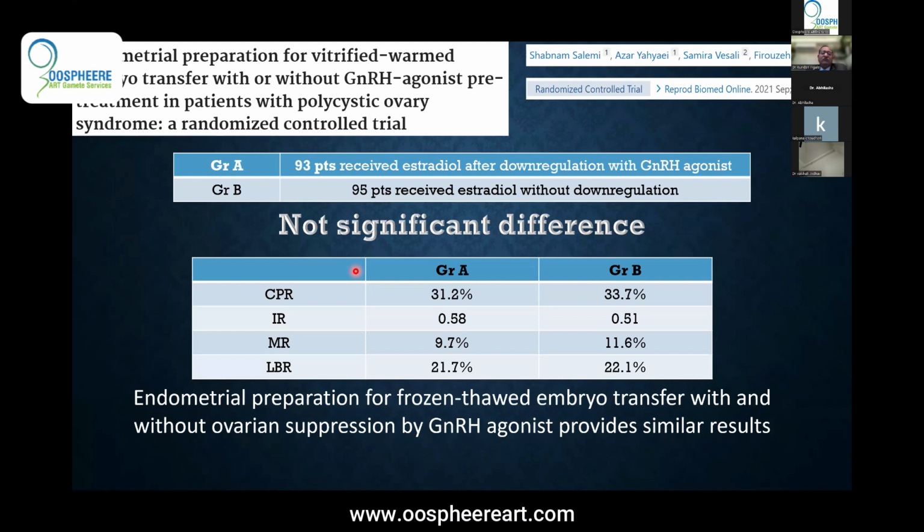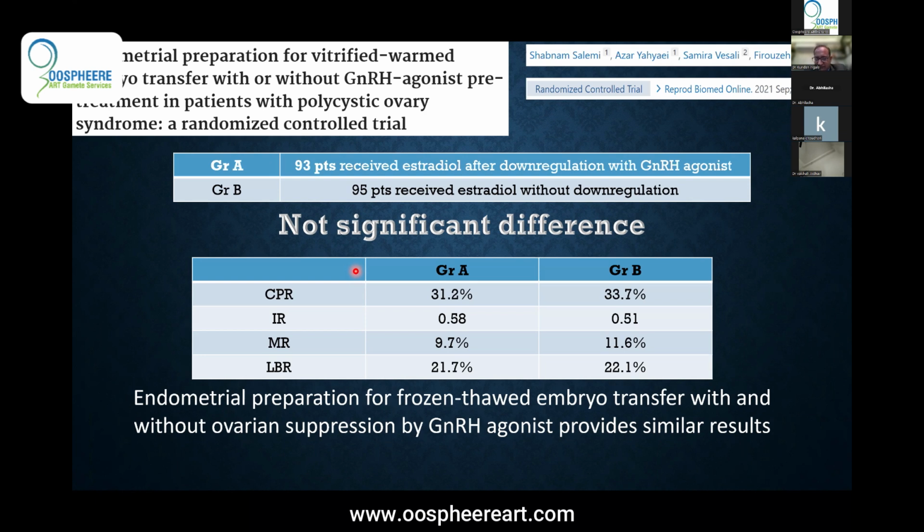Okay. Now, do we need to do this compulsorily in all PCO patients? That's the question. So this is a randomized control trial, which compared the HRT protocol given with agonist downregulation against estradiol supplementation, that is HRT without downregulation. So do we need it compulsorily in PCO patients? There was no significant difference in clinical pregnancy rate, implantation rate, miscarriage rate, live birth rate, no difference at all. So it is not compulsory that all PCO patients should be subjected to downregulated HRT during the FET cycle endometrial preparation protocol. No, you can go for the HRT protocol.